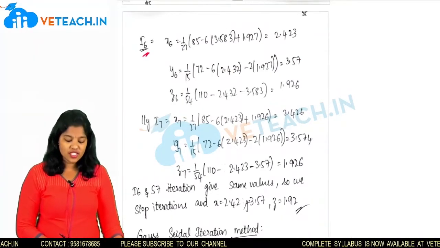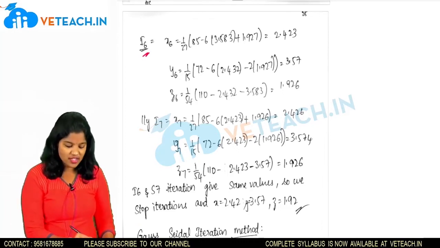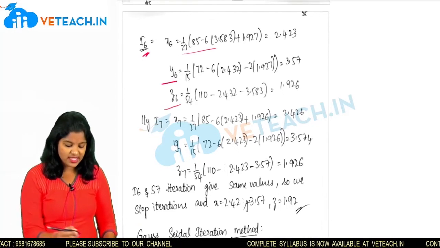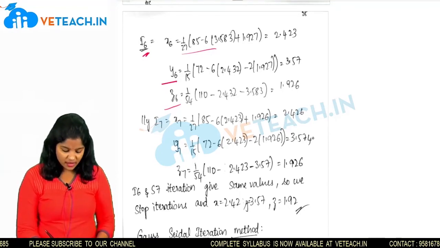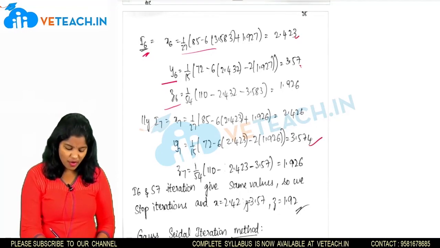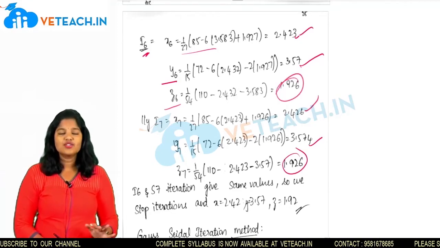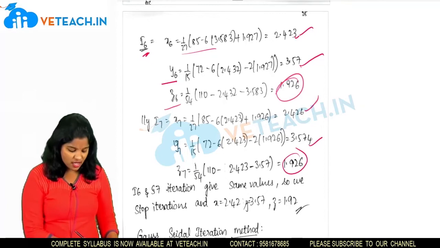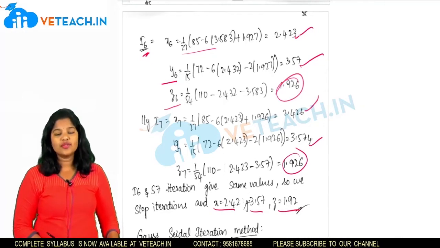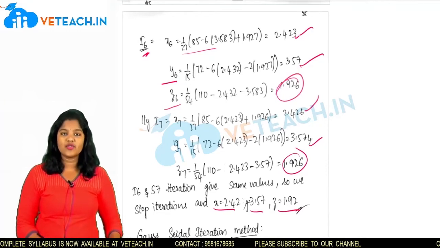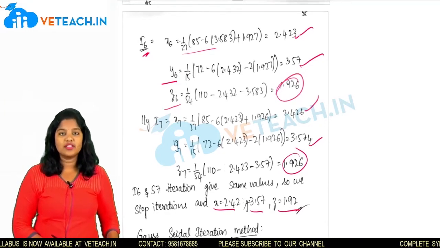Similarly for iteration 6 also, take the initial values of x5, y5, z5 for calculating x6, y6 and z6, and similarly for iteration 7 also. Here we can notice that the corresponding values of x, y and z are equal. So stop the iteration there, and these are our final x value, y value and z value. So you should do the iterations until the consecutive iteration values are equal. So this is our Jacobi iteration method.